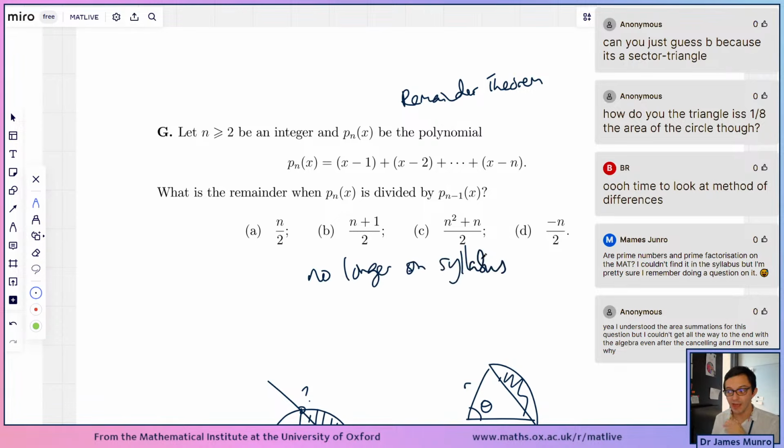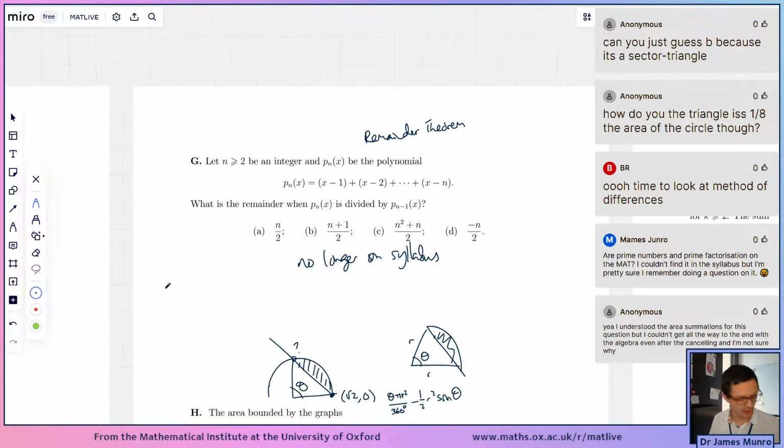So good news. If you haven't been able to do this question, then it's probably because you haven't learned the remainder theorem yet. At some point in your life, you're going to learn the remainder theorem. Challenge to you: when you learn the remainder theorem, come back and have another look at this question. But that'll be in like the future times at some point. Good. Yeah. A levels got changed, so we changed too.